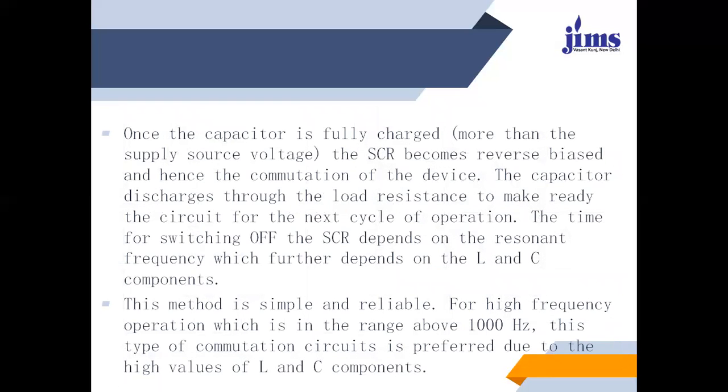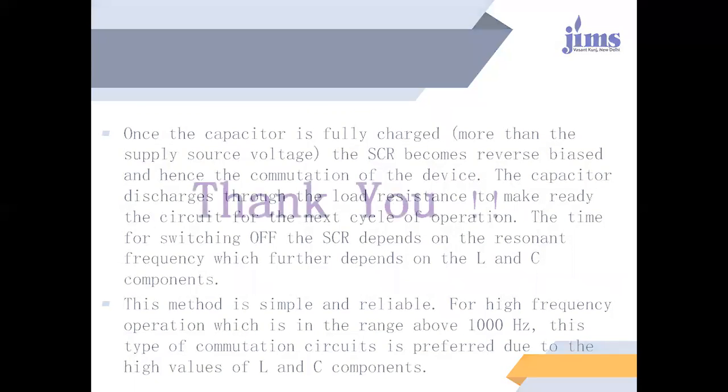Once the capacitor is fully charged, the SCR becomes reverse biased and hence the commutation of the device. The capacitor discharges through the load resistance to make the circuit ready for the next cycle of operation. The time for switching off the SCR depends on the resonance frequency, which further depends on the L and C components. This method is simple and reliable for high frequency operation, in the range above 1000 Hz. This type of commutation circuit is preferred due to the high values of L and C components.